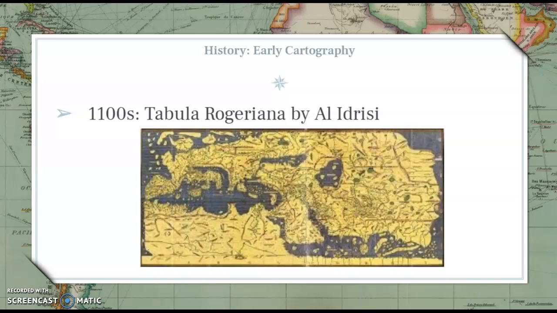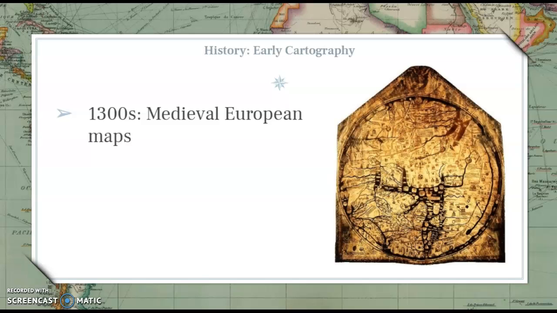Moving to the 1100s, the Tabula Rogeriana map by Al-Idrisi was made. This map was important because it was the first to record natural features as well as recorded ethnic and cultural groups. In the 1300s or medieval times, we saw the rise of European maps.